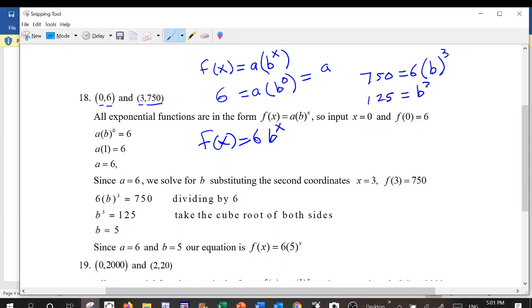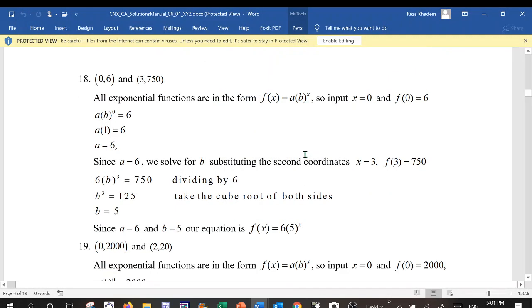And b to the third, so b is going to be the cube root of 125, which is 5, of course. So the function we're looking for is 6 times 5 to the x power. So that's the function we're looking for. All right, let's do another one.